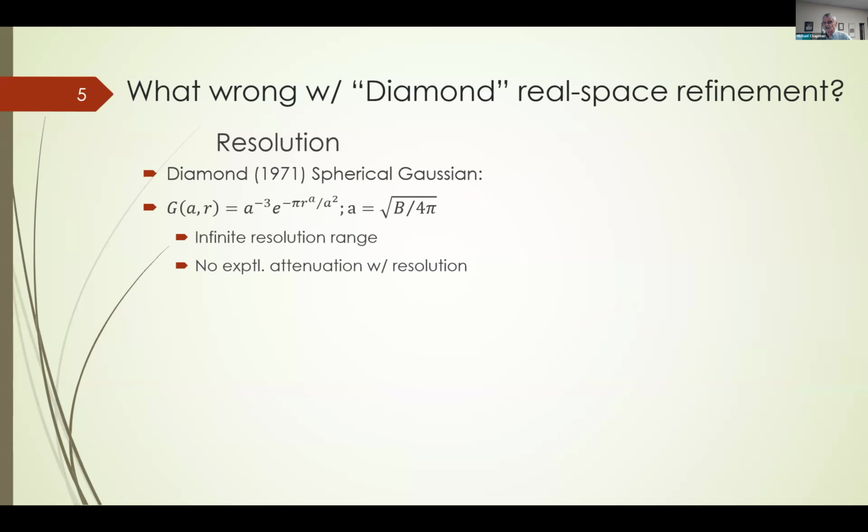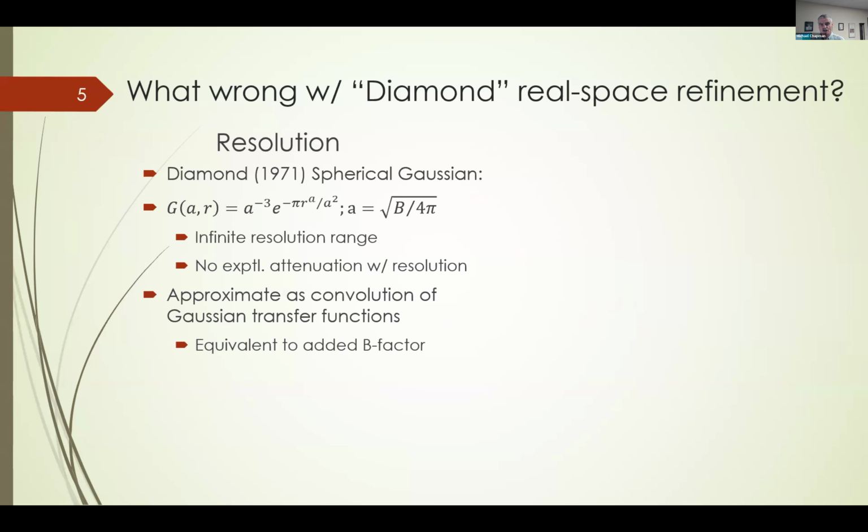These are both unrealistic assumptions, but Diamond argued that the image of an atom involved the convolution product of several transfer functions that together could be approximated by a Gaussian of increased width. This works at high resolution, but would require ad hoc calibration at lower resolutions where the approximation deteriorates. In addition, there were several practical considerations.